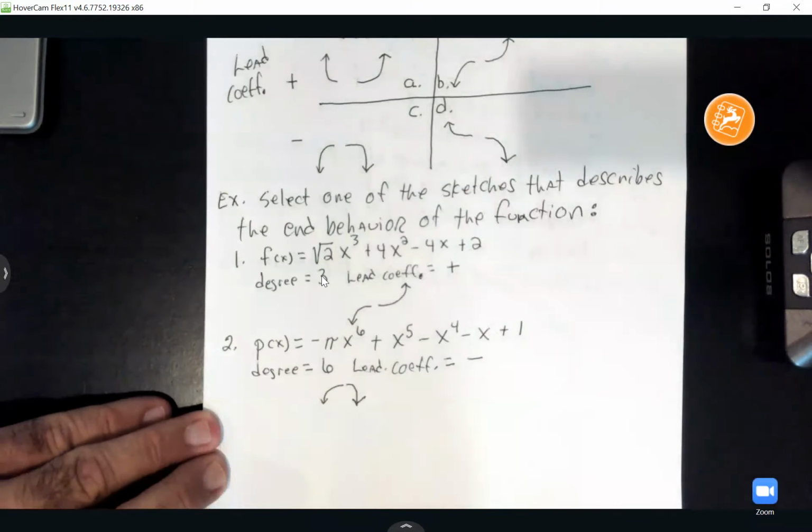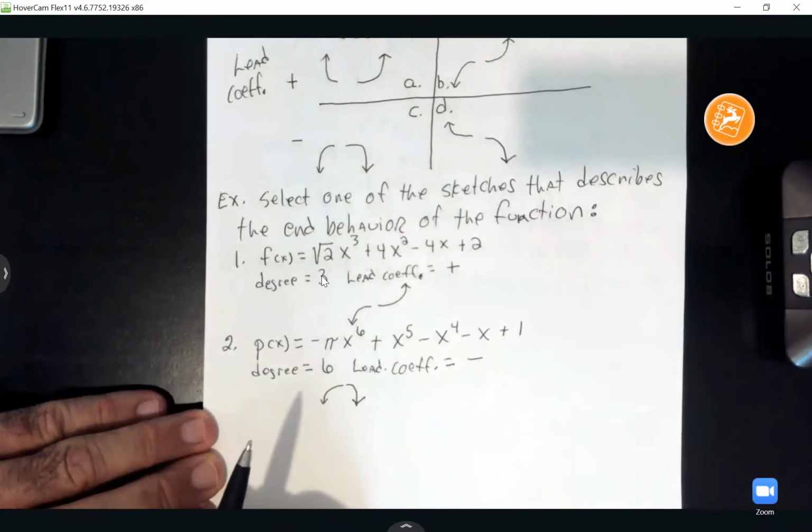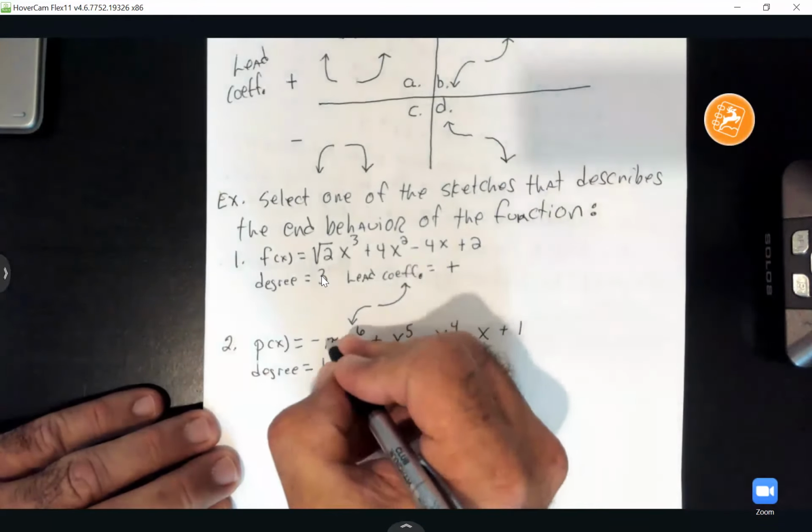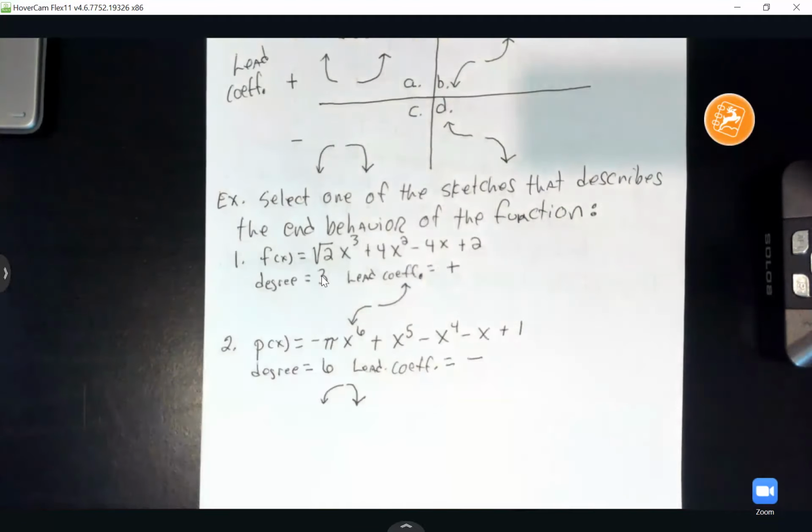How is it negative? Say again now. How is the leading coefficient negative? Oh, I see the negative in front of the pi, because you got that little negative sitting up there. Okay.